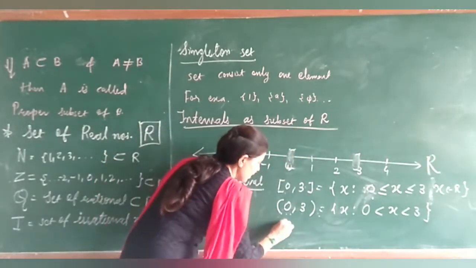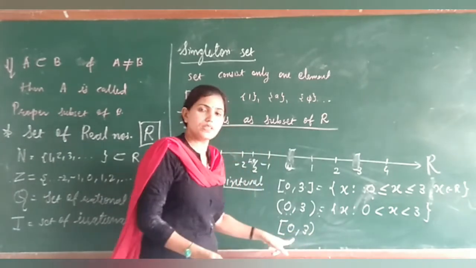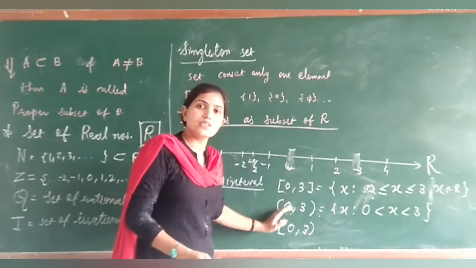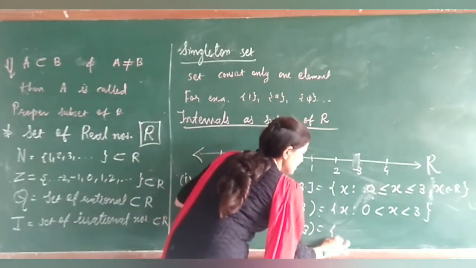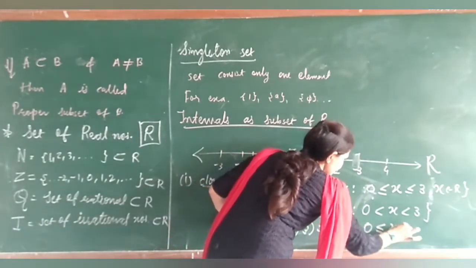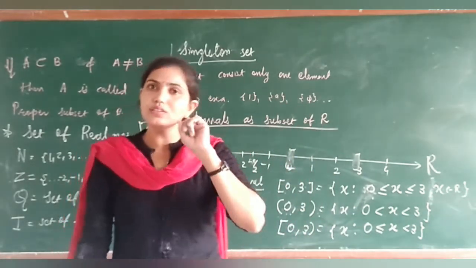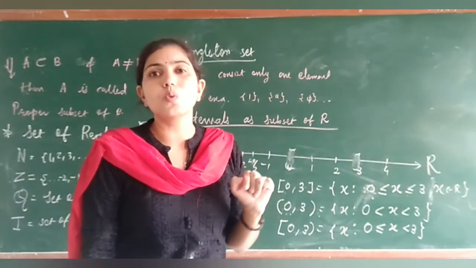Similarly, the third type is closed open. If I write down closed open, then it is closed at 0 and open on the side of 3. That means 0 is included, 3 will not come there. So this consists of all the x where 0 is less than or equal to x less than 3. That means 3 will not be there. All numbers smaller than 3 will be included in it.